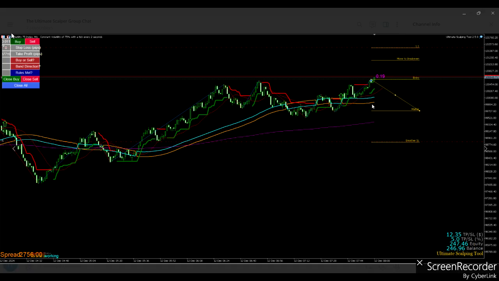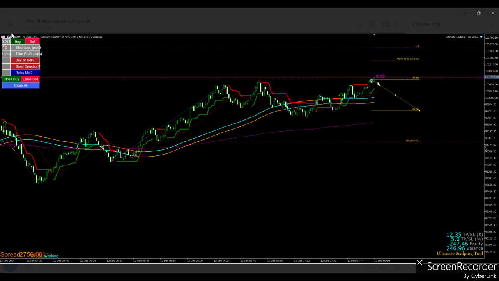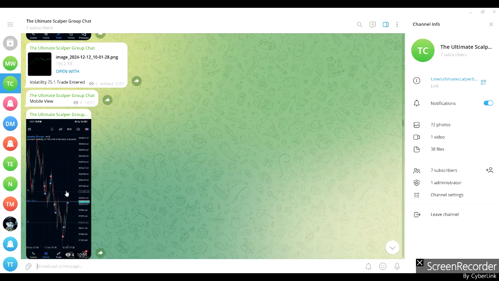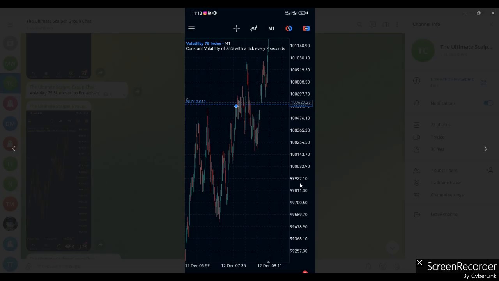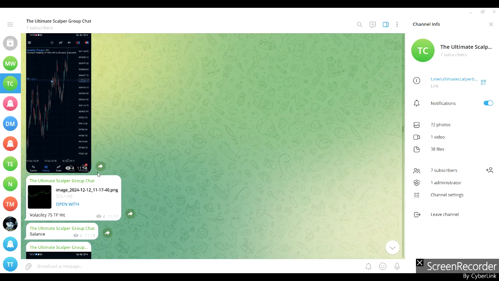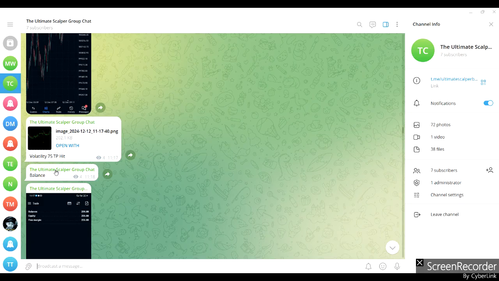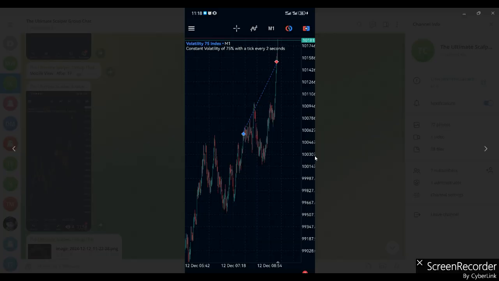So I got another entry, volatility 75. What time is this now? This was around 10 when it's still 12 December. I got a trade here, entered, and this is how it was looking on the mobile phone. This is the balance at this point, and then it flew. I got my break even, my stop loss above my entry point to secure my profits, and then it hit TP 1:1. I got my first TP hit, and my balance grew to 256. This is how it was looking on the mobile phone.